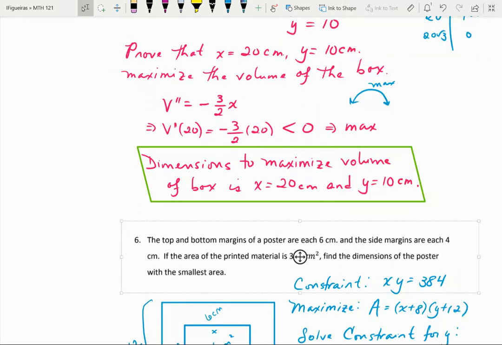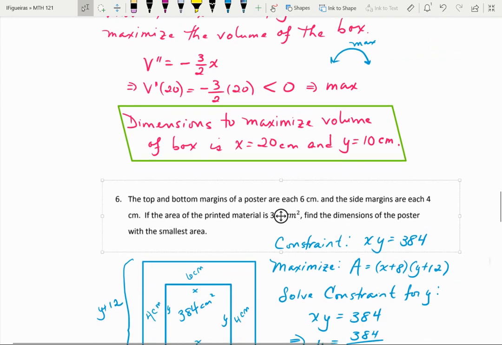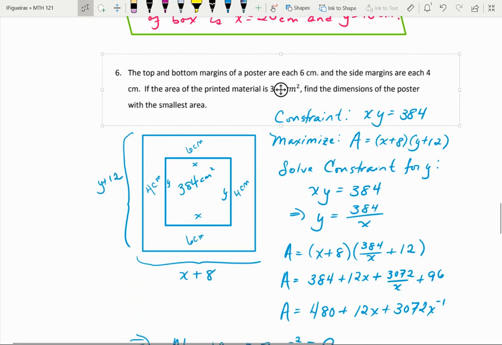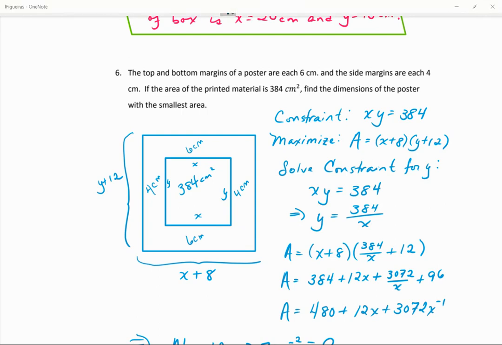Sorry about that. This one is based on the margins, a poster, and trying to minimize area. So here I have that the top and bottom margins of a poster are each 6 centimeters, and the side margins are 4 centimeters. If the area of the printed material is 384 centimeters squared, find the dimensions of the poster with the smallest area. Okay, so again, I'm just going to change the color to make it easier to follow.